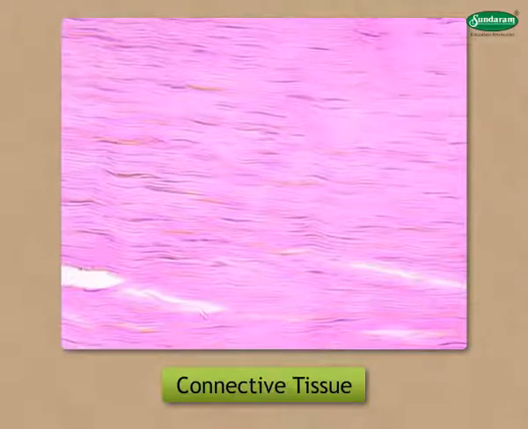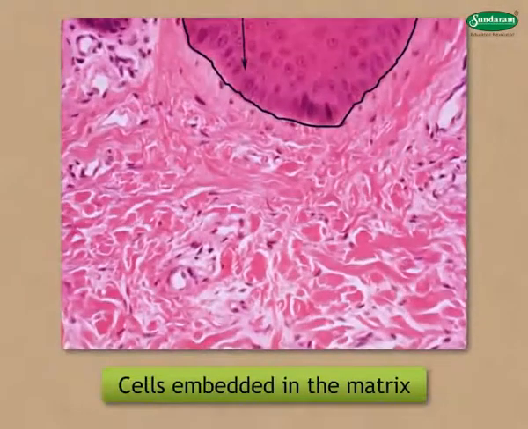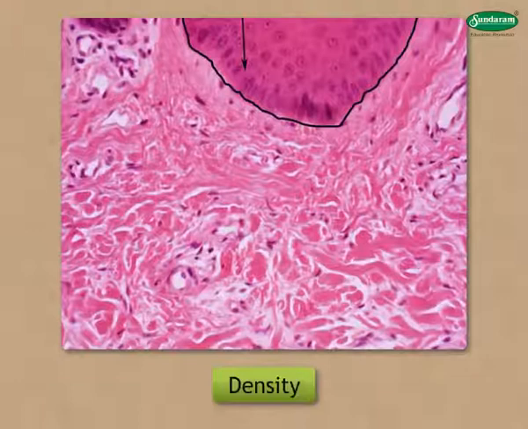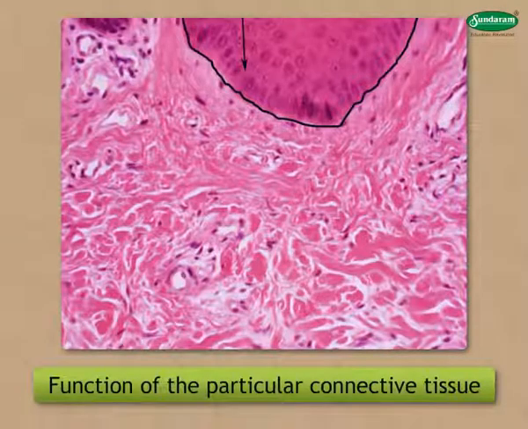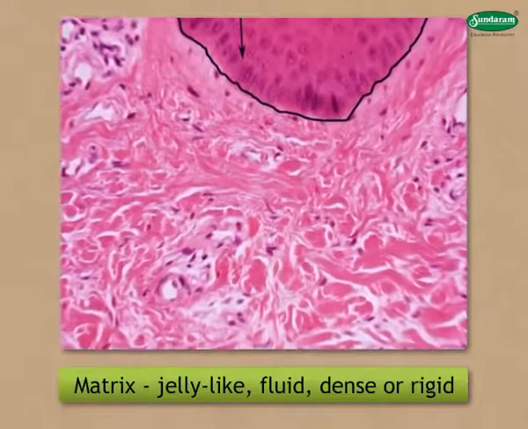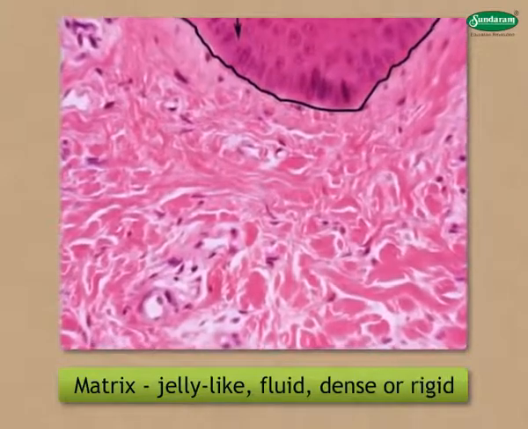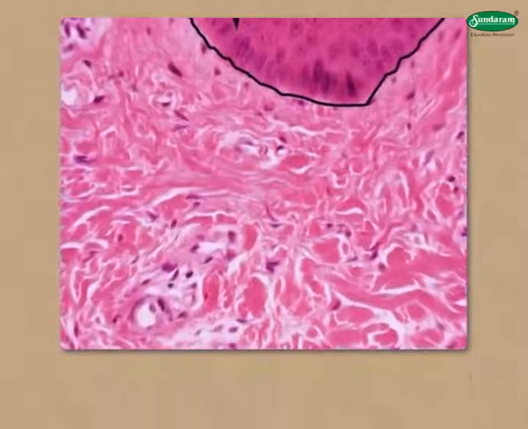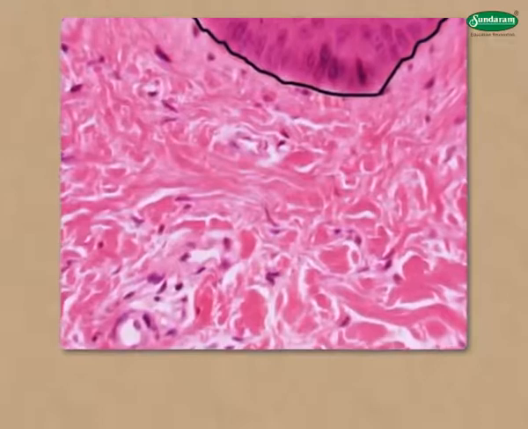The connective tissue consists of matrix, and the cells are embedded in the matrix. The nature, density, and amount of the matrix differ depending upon the function of the particular connective tissue. The matrix may be jelly-like, fluid, dense, or rigid. This can be explained from the different types of connective tissue as given below.